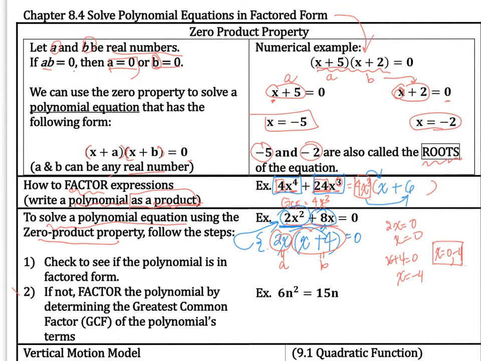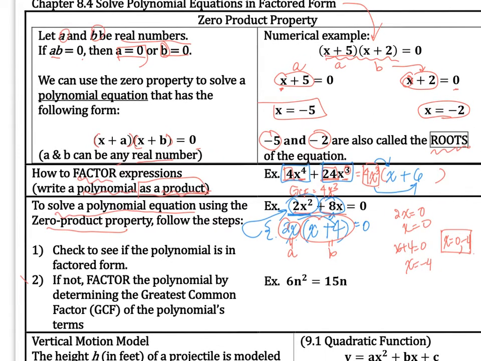Now let's look at another example. 6n squared equals 15n. Well, I wouldn't cancel out n just yet, because you're going to end up with 6n equals 15, and then n would equal 5 over 2. Now we're missing one answer here, because this square tells me that I have two answers.